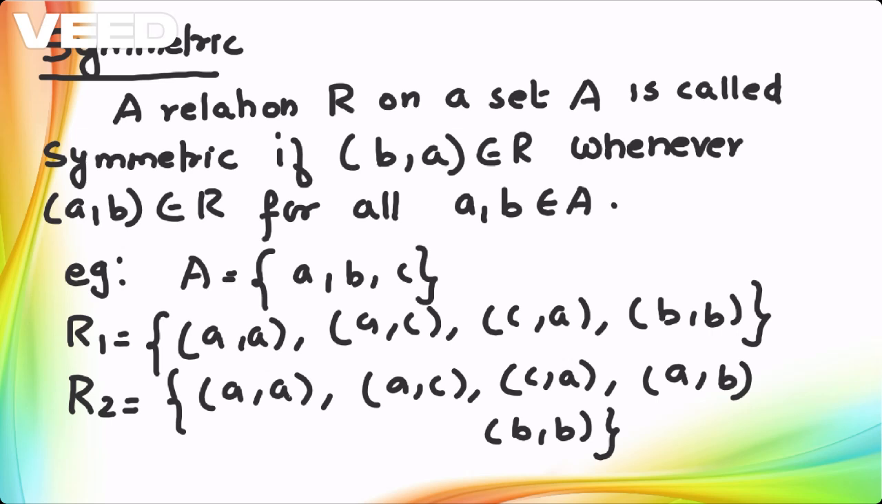Here (a, c) is present and (c, a) is present in the relation R1. So therefore R1 is symmetric. In R2, (a, c) and (c, a) are there, but (b, a) is not there in the relation R2. So R2 is not symmetric.